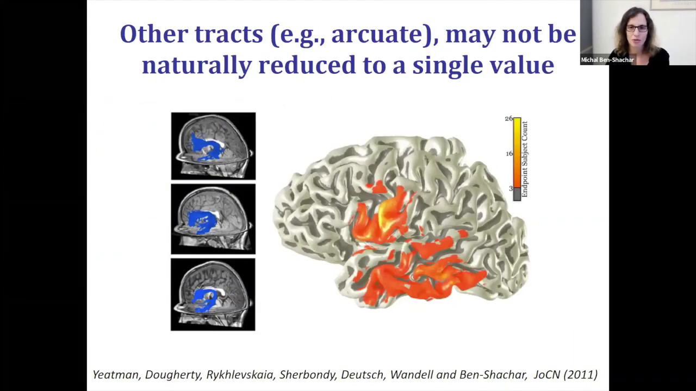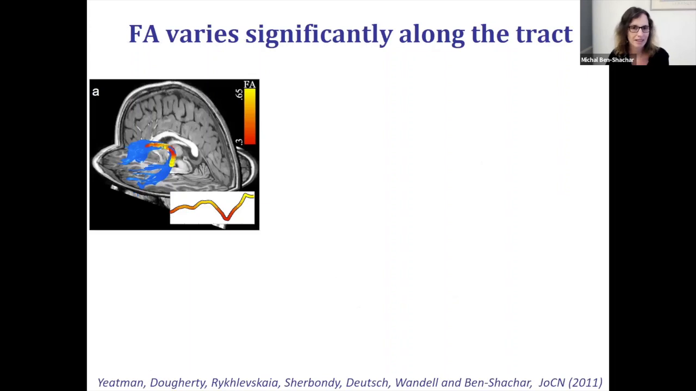Unfortunately, this trick of chopping the callosum and zooming in only on the mid-sagittal plane is rather unique to the corpus callosum. We can't really do that in other pathways like the arcuate fasciculus, which is a really interesting pathway to study in the context of speech and language and reading. And things get even more complicated because diffusivity parameters can vary a lot along the trajectory of the tract.